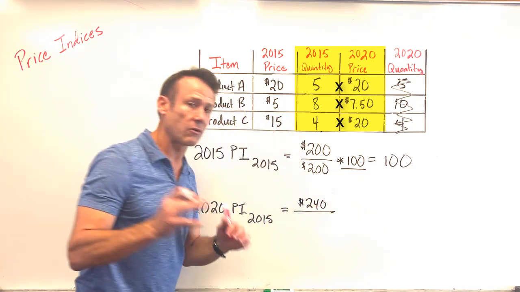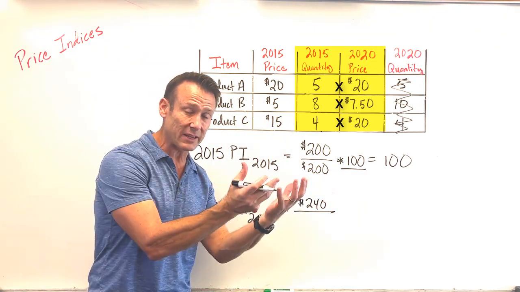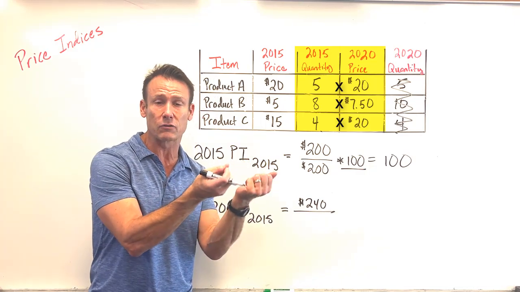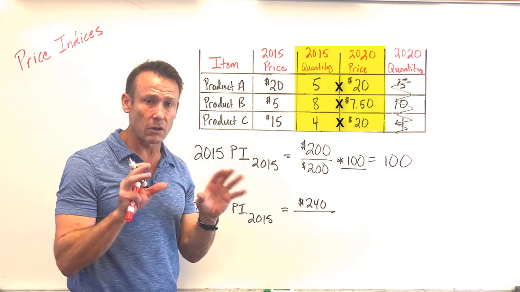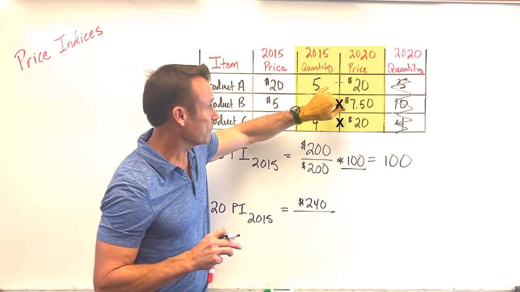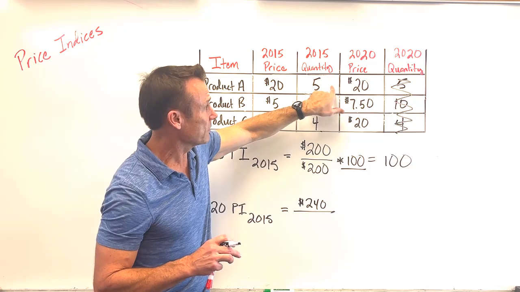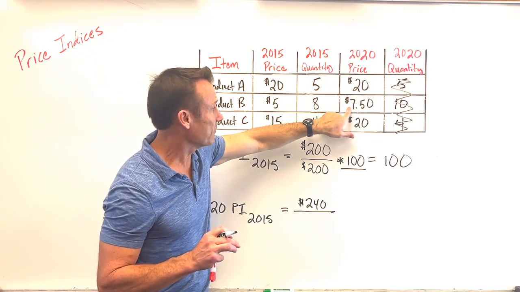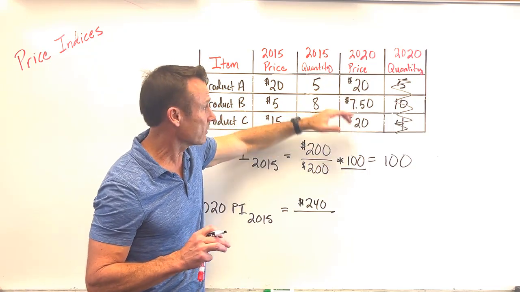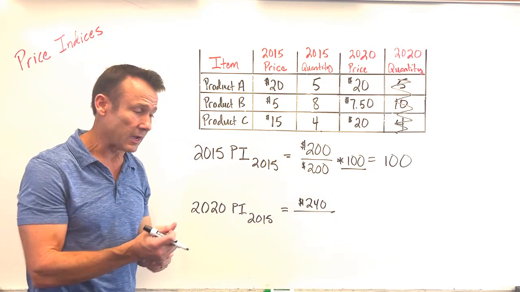If I'm going fast, guys, all I'm doing is literally checking out a market basket, just checking it out like you would at a grocery store, okay? That's all the math that I'm doing. It's just, hey, if you had 5 of these and 8 of these and 4 of these, and these cost $20 each and $7.50 each and $20 each, okay? That's what you would get if you were checking out at a grocery store.